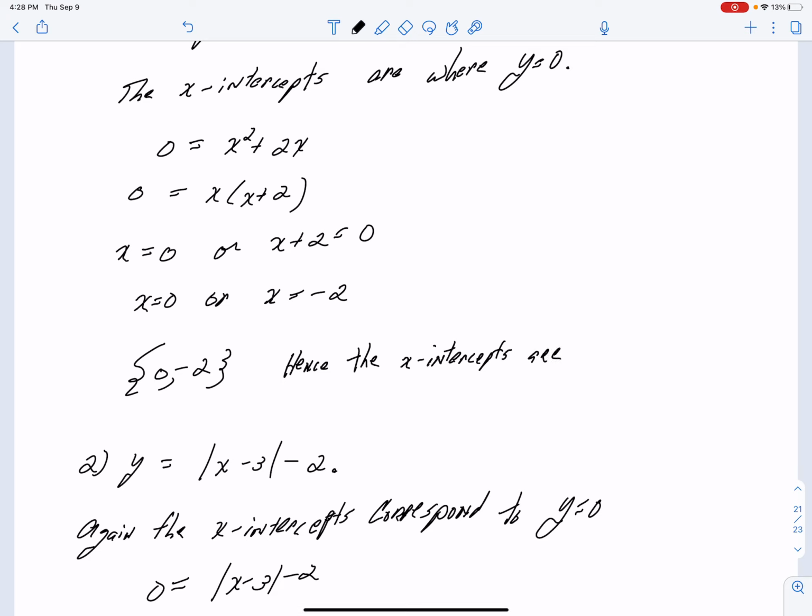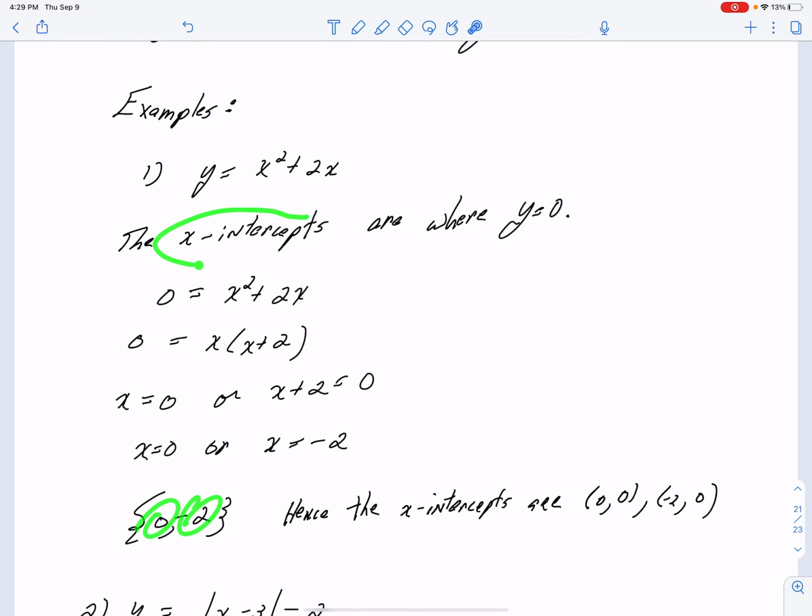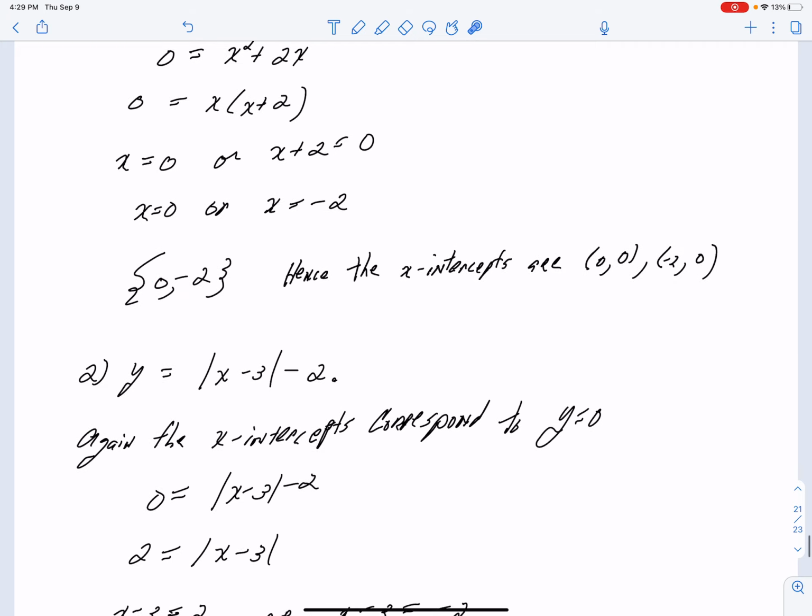are what? x is 0 and y is 0, or rather, x is minus 2 and y is 0, right? So x either has a value of 0 or minus 2. And remember, if it's an x-intercept, y has to have a value of 0.